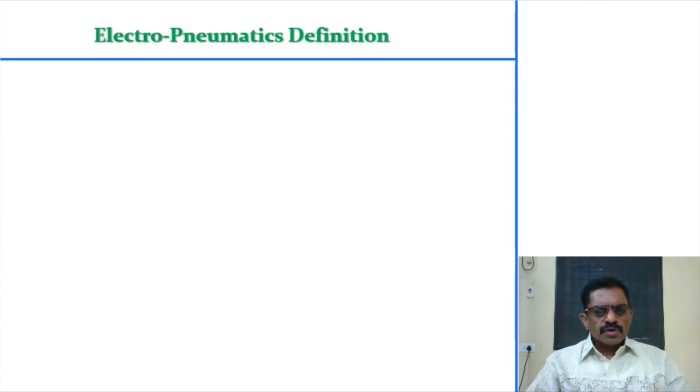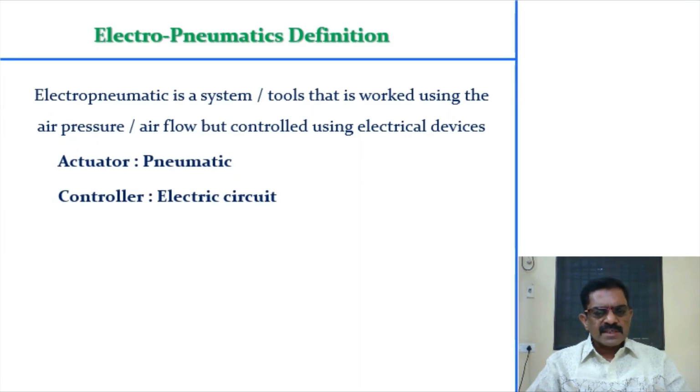And electro-pneumatic definition, it is a very simple definition given in book. Electro-pneumatics is a system or tools that is worked using the pressure, air pressure or air flow, but control using electrical devices. So control is provided by electrical devices only, and the actuator, the mechanical work actually done by pneumatic components. So pneumatic source. So actuator is a pneumatic actuator. So this is a simple definition. You can always write for 2 marks. So it is a 2-mark question from this.